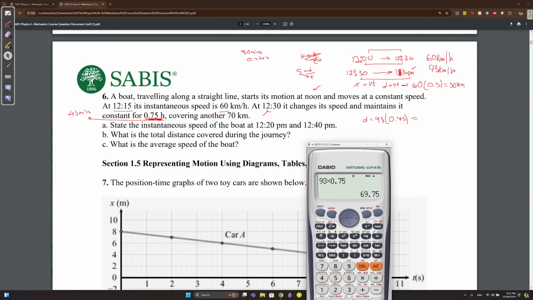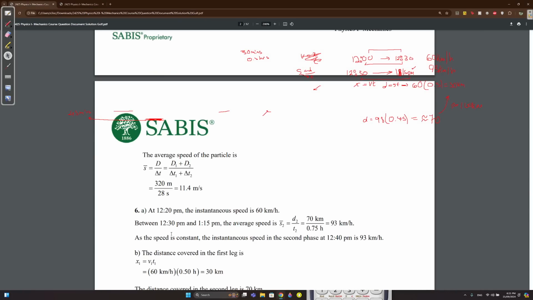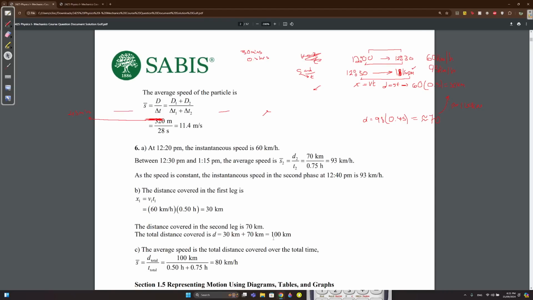69.75, so you could just say 70. Around 70 plus 30, so it's around 100 kilometers. My handwriting today is so bad. You could say about 100.